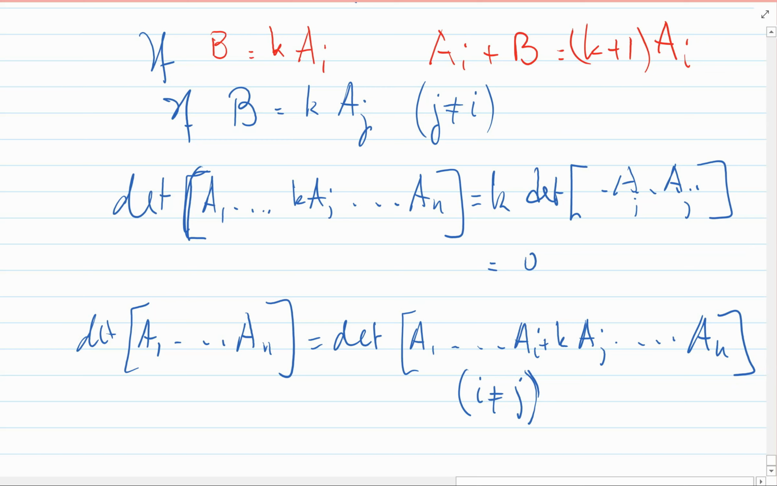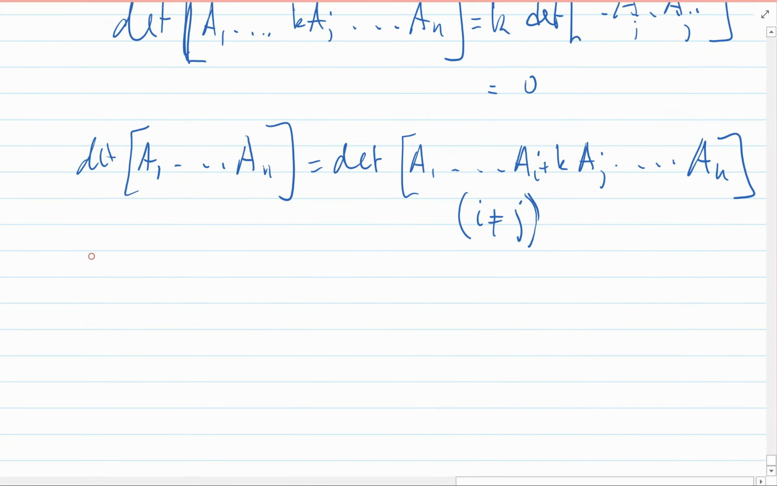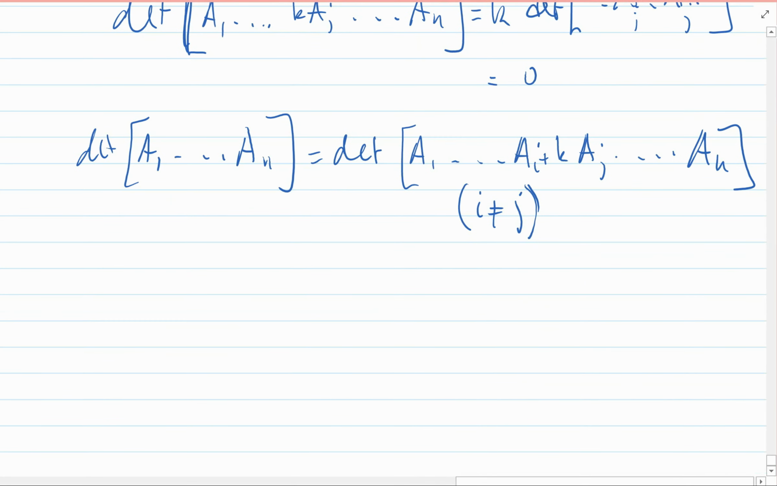So this reminds you of the row elementary operation properties. Keep in mind, all that I described here is for column vectors, but because of the transpose, they have the same determinant. The conclusions are exactly the same if we take the rows.